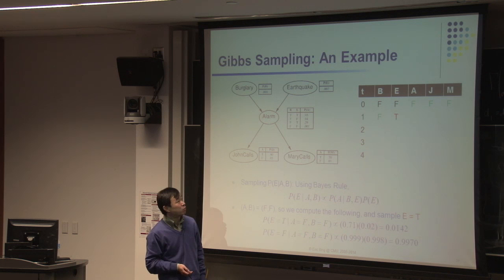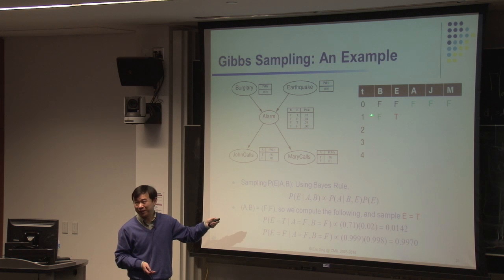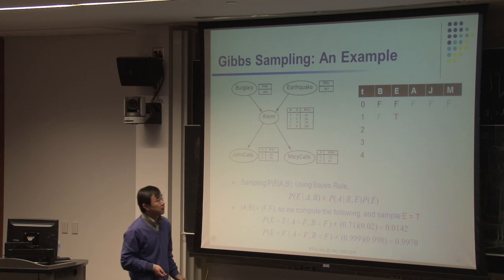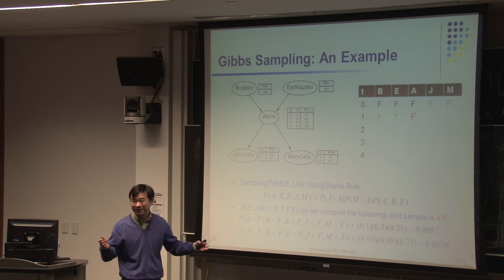Next sample is E. What is the Markov blanket of E? A and B, right? And now your B is no longer the old one. It's actually still F, but it's a new F, not the old F, right? So you're going to plug in here and redraw B. And next, you go to A. Well, A is a little bit tricky. Its Markov blanket is everything. So be it. After all, this is a four-node network.